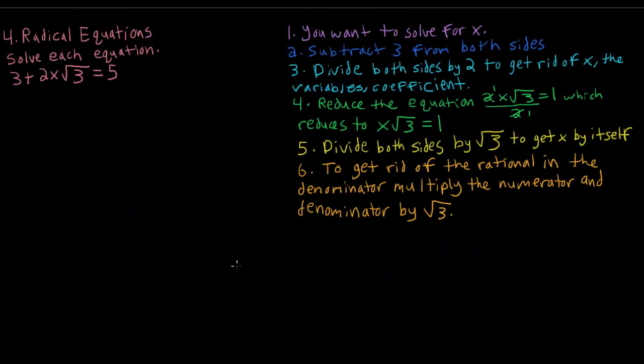4. Radical equations. Solve each equation. 3 plus 2x root 3 equals 5. So the first thing you need to know is for this equation you're pretty much just trying to solve for x. So we're trying to solve for x, this variable right here. Now step 2, we want to subtract 3 from both sides. Again, we're solving for x, so we're trying to get x by itself. So subtract 3 from both sides. We end up with 2x root 3 equals 2.